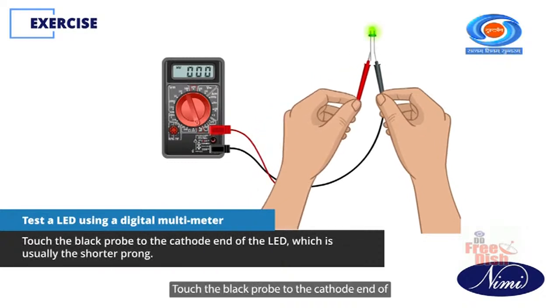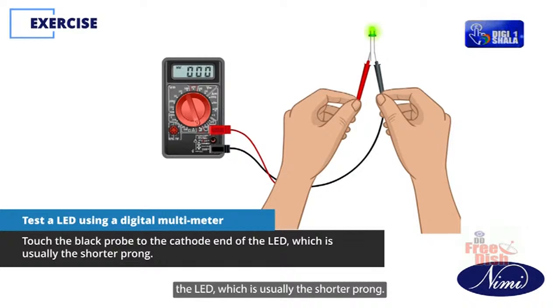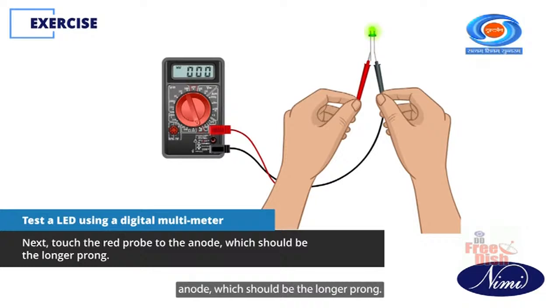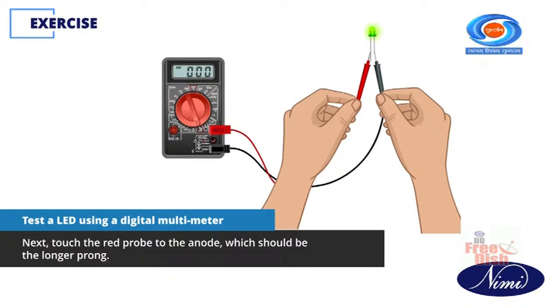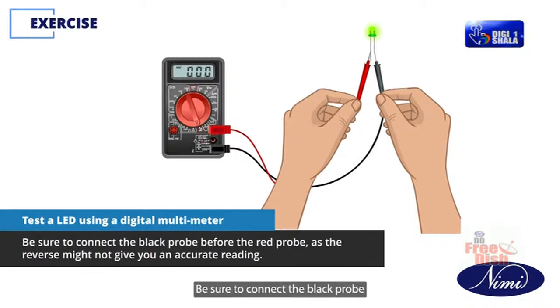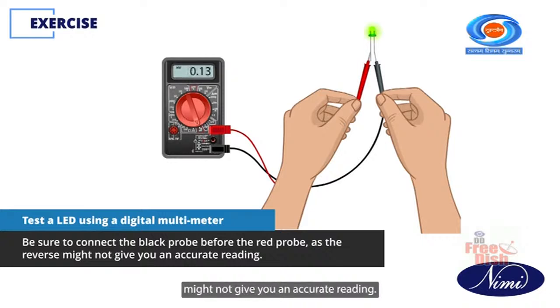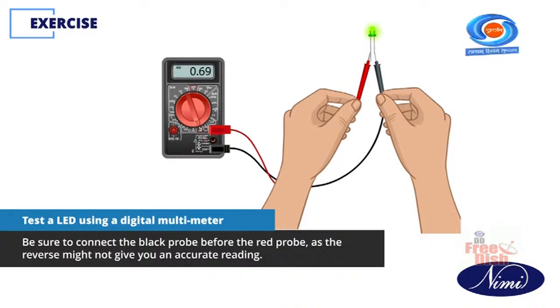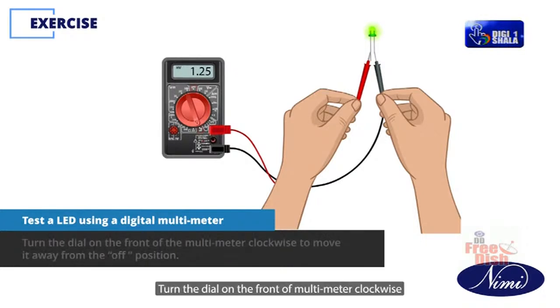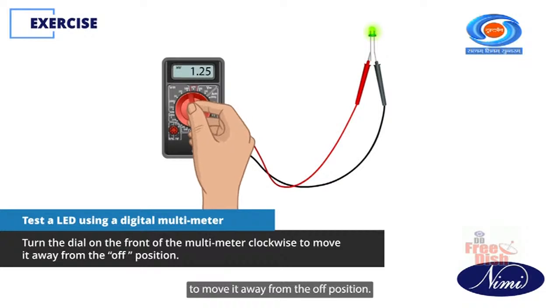Touch the black probe to the cathode end of the LED, which is usually the shorter prong. Next, touch the red probe to the anode, which should be the longer prong. Be sure to connect the black probe before the red probe, as the reverse might not give you an accurate reading. Turn the dial on the front of the multimeter clockwise to move it away from the off position.